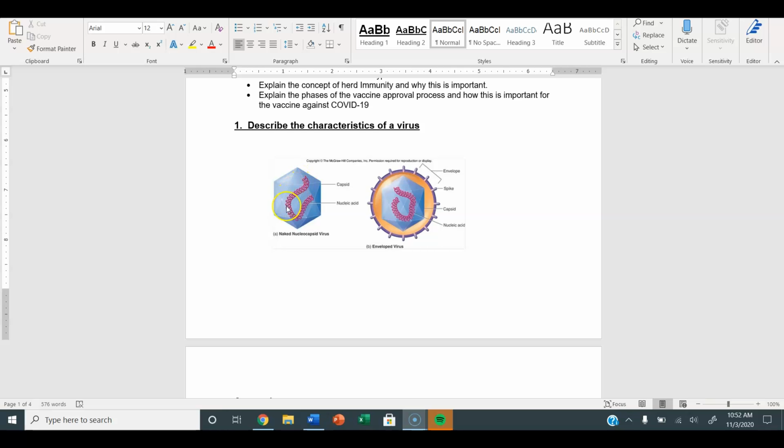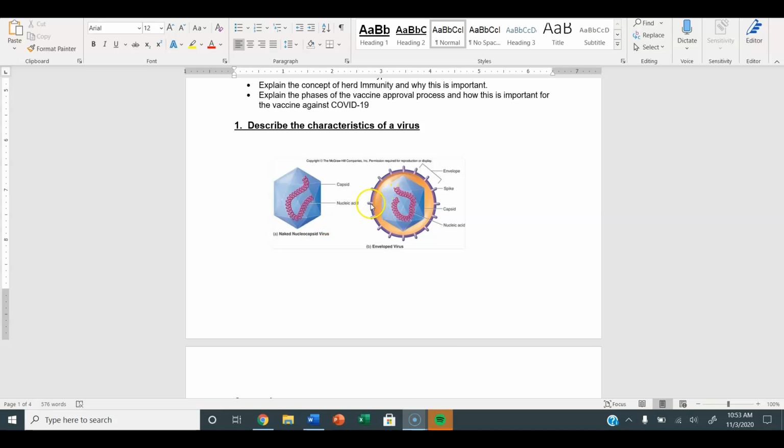So you have the nucleic acid, and surrounding the nucleic acid is a protein coat called a capsid. Remember, proteins are really important structural molecules. So here you've got the nucleic acid, the instructions on how to make new viruses, surrounded by a protein coat. That's the minimum that a virus can have. Depending on the kind of virus, they may have some additional structures.